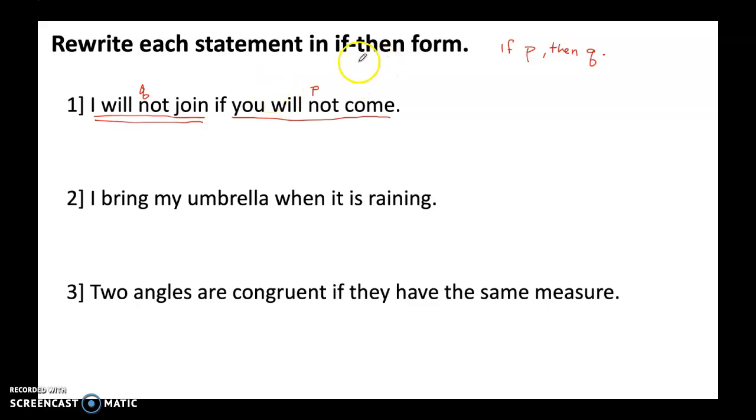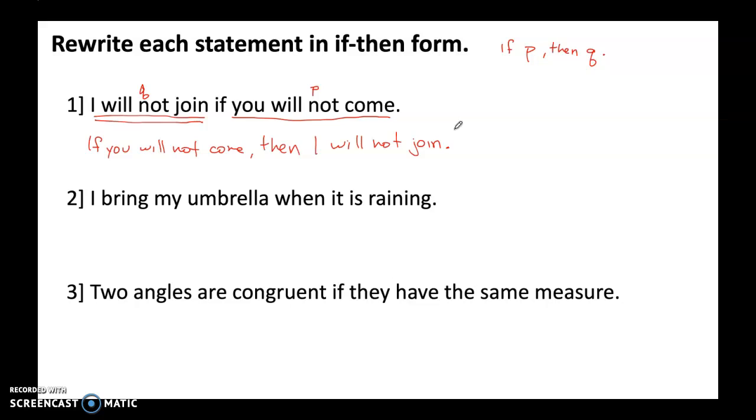To write this as an if-then statement, if our P statement, you will not come, comma, then our Q statement, I will not join, ends with a period. So if you will not come, then I will not join.